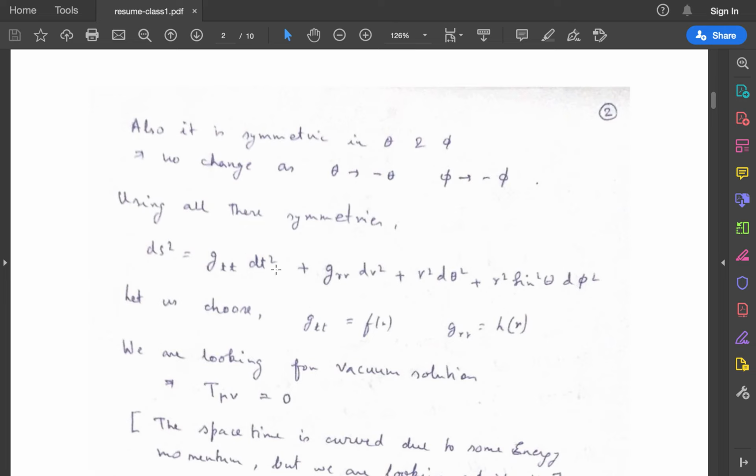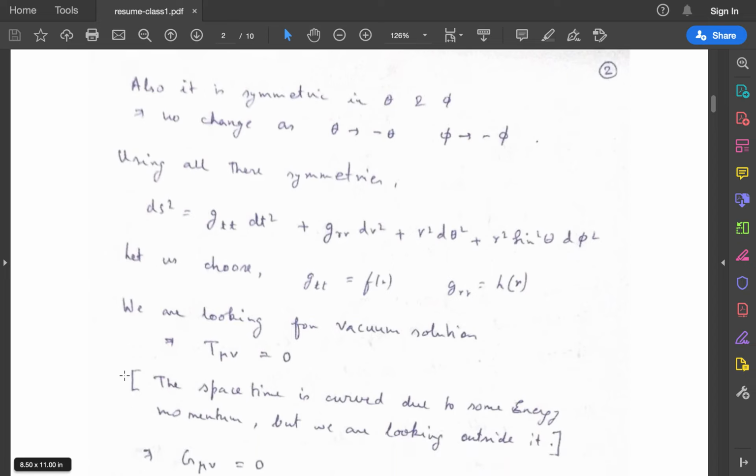So let us choose these diagonal terms for t and r to be f(r) and h(r), because as we are assuming it to be a function of r only, with no dependence on theta, phi or t, so this is a very good choice.